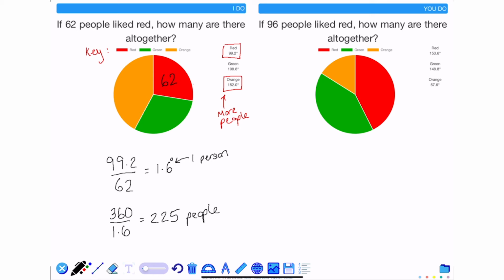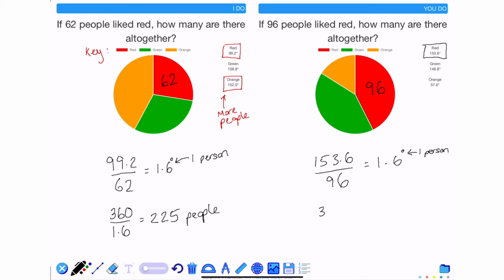So in this diagram, 96 people are represented by the red section, and the red section has an angle of 153.6. So dividing 153.6 by the number of people represented by the red section also gives me 1.6 degrees. This is what one person represents in my diagram.